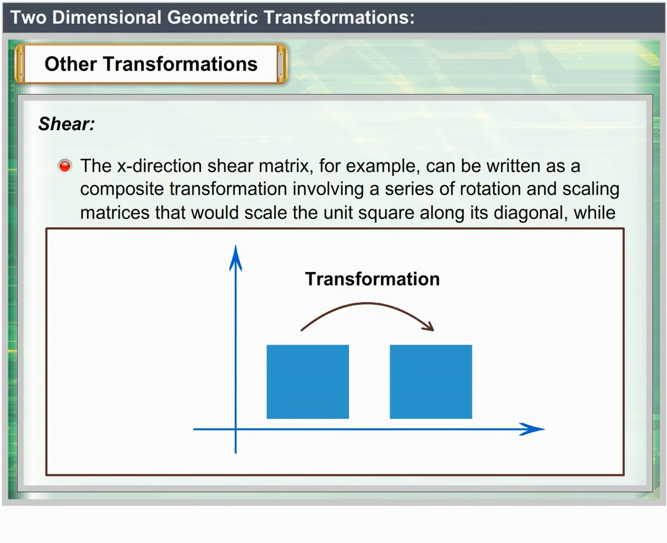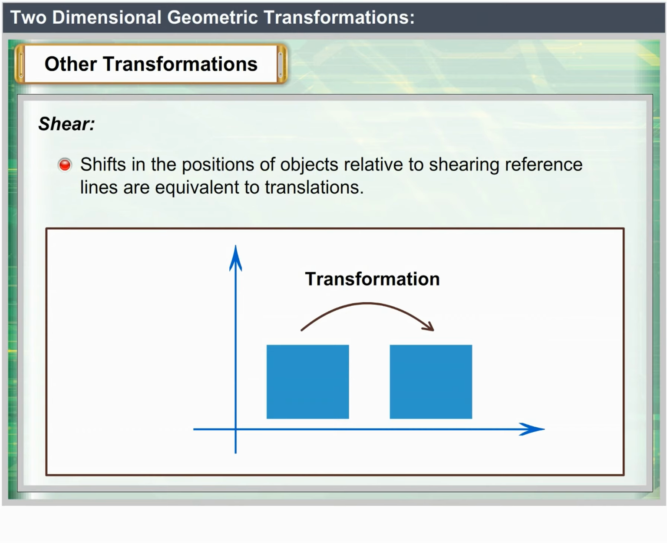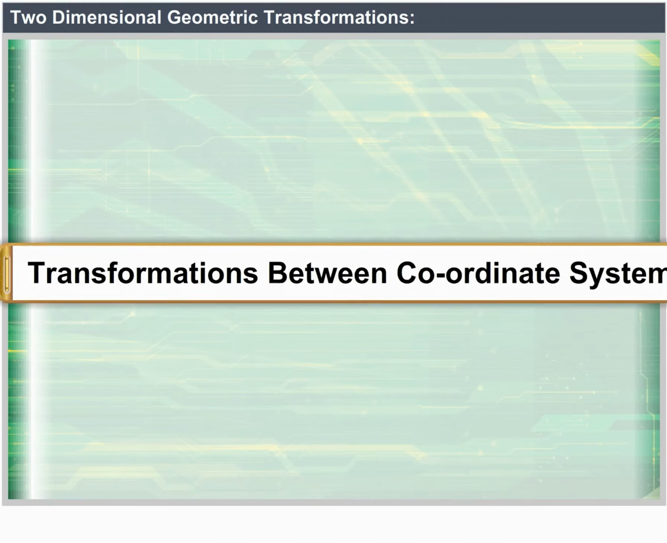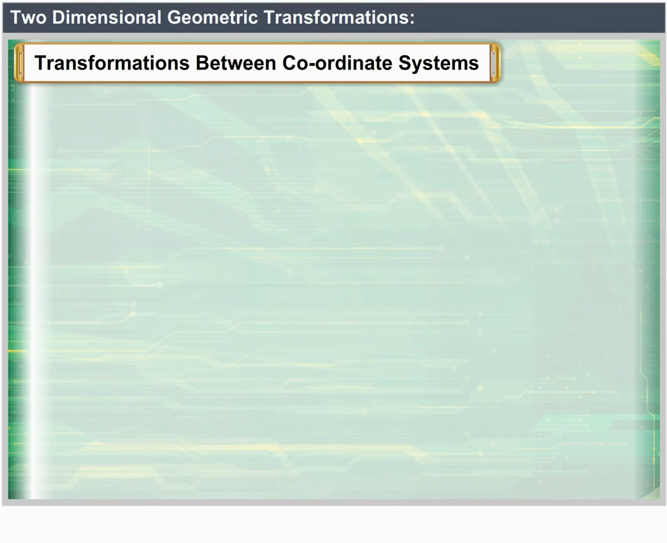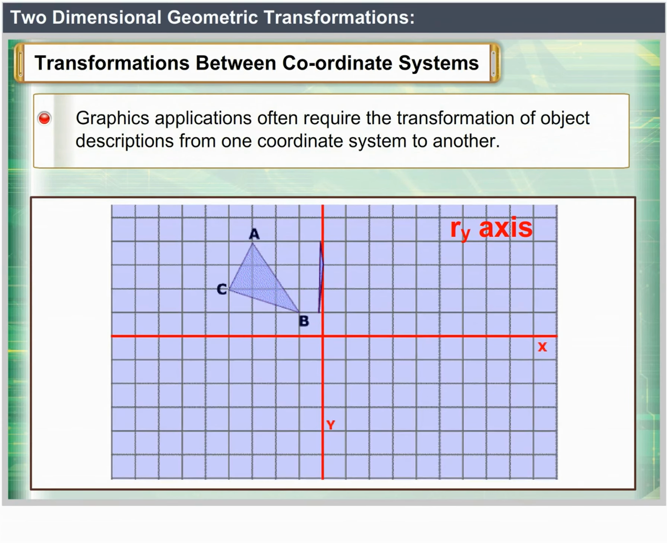Transformations between coordinate systems. Graphics applications often require the transformation of object descriptions from one coordinate system to another. Sometimes objects are described in non-Cartesian reference frames that take advantage of object symmetries.